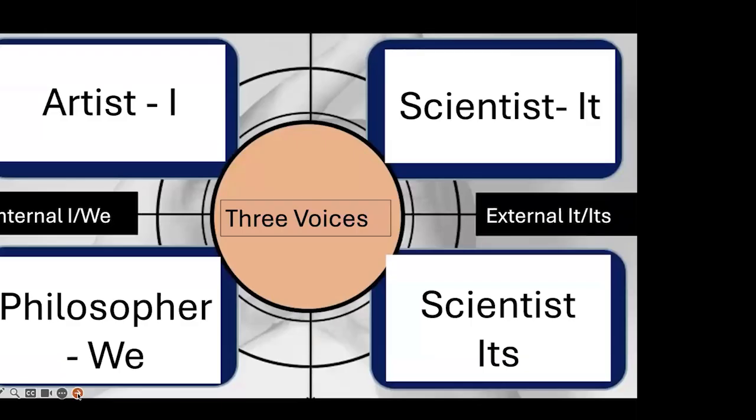So when we look at the four quadrants, we see that the voice of the scientist is the objective it and its. It's the upper and lower right. The artist is the I of personal interiority, the upper left. And the philosopher is the lower left, we. How does this affect us?